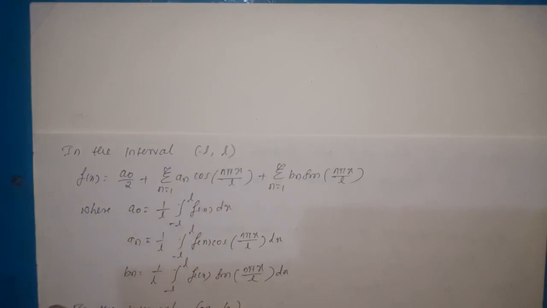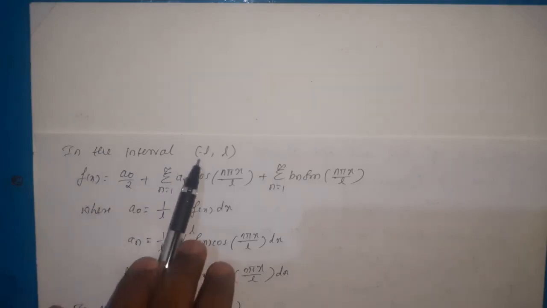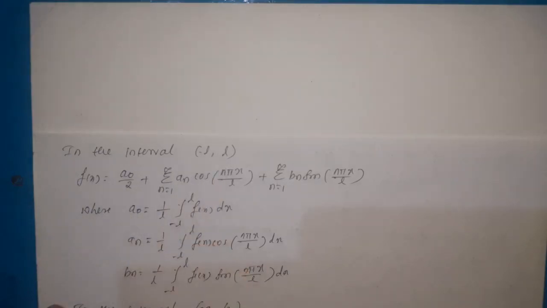because minus L to L also has the period 2L, similar to minus pi to pi. In the previous one we discussed the Fourier series for the function of period 2 pi. In that we considered two intervals, minus pi to pi and 0 to 2 pi, and for 2L we have not considered minus L to L. So therefore here we are showing how to write the Fourier series in the interval minus L to L.